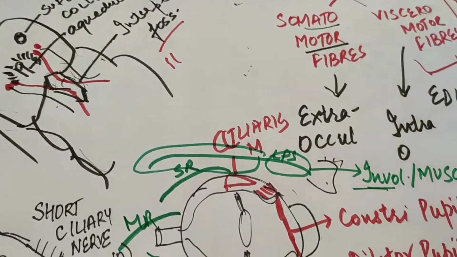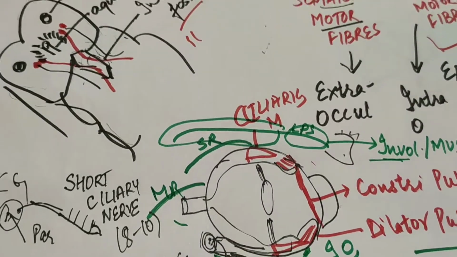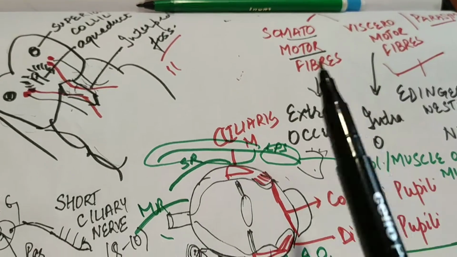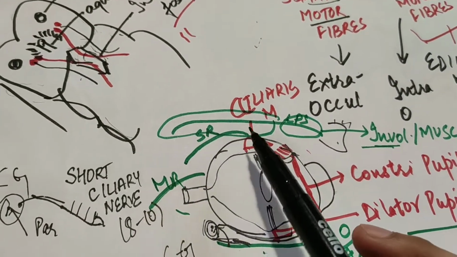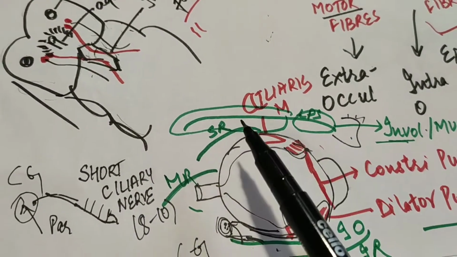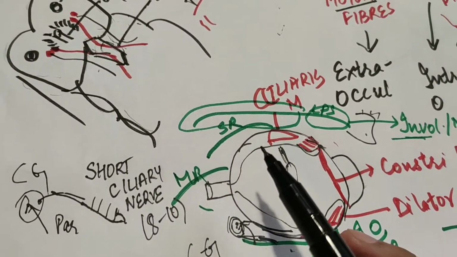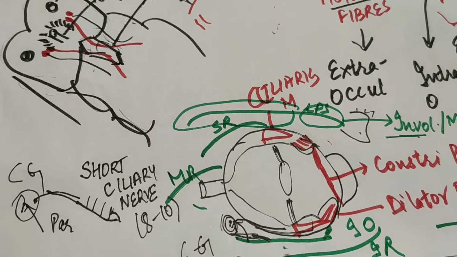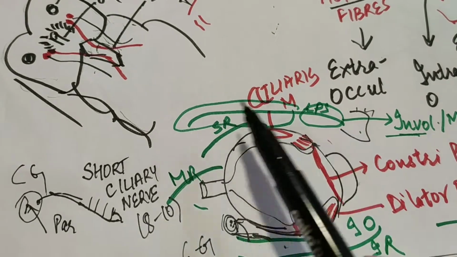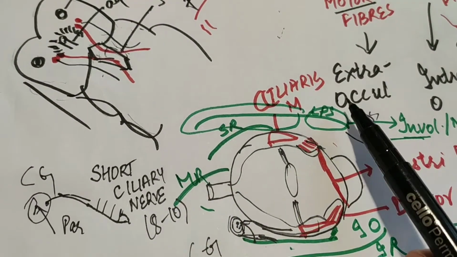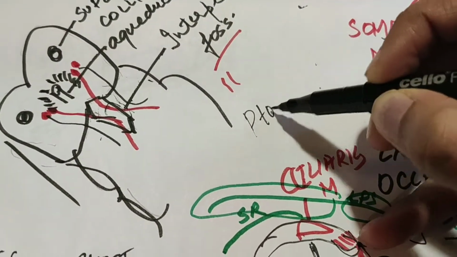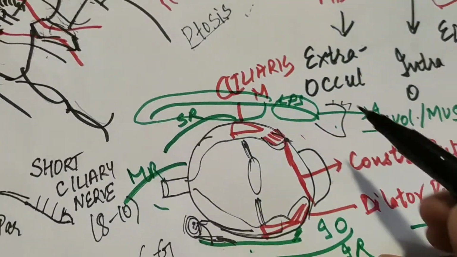Now let's see about the defects. If the somatomotor fibers of the third cranial nerve are damaged, they supply the extraocular muscles. Firstly, if the superior rectus is damaged, you cannot elevate your eyeball. If the inferior rectus, then you cannot depress the eyeball. If the levator palpebrae superioris, then you cannot elevate your eyelids. There is drooping, that is ptosis, drooping of the eyelid.